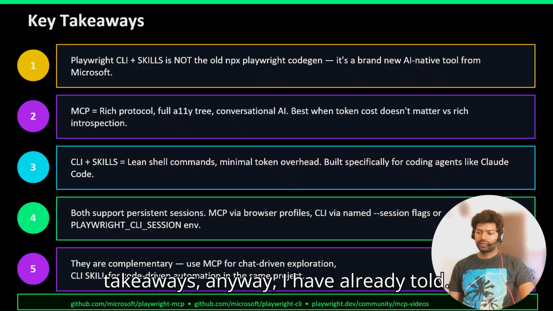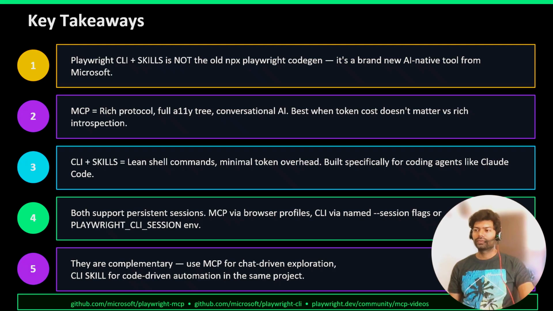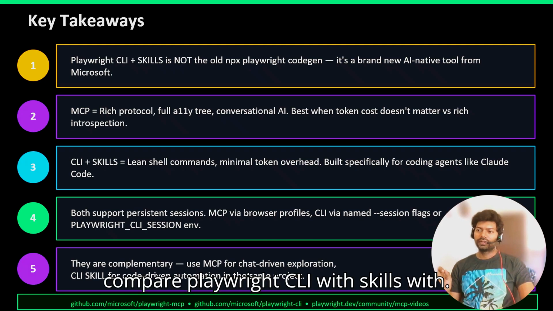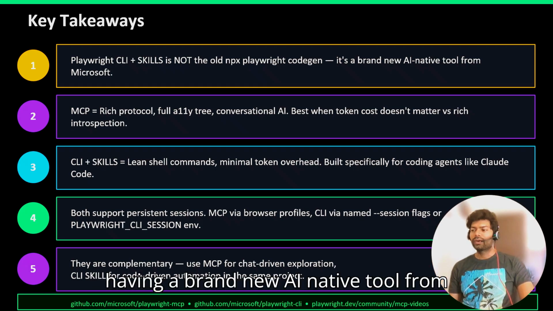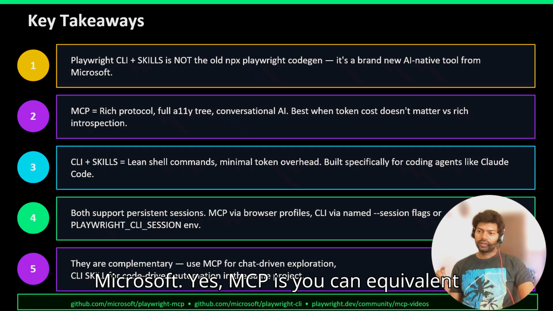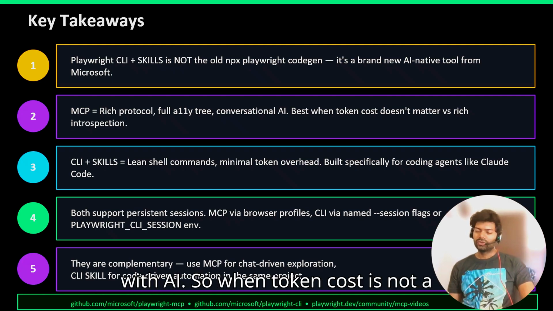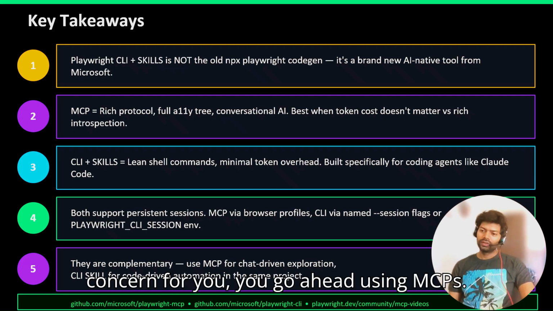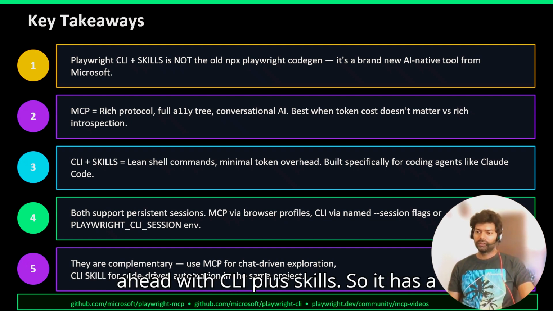Key takeaways, I have already told them, but again I will repeat so that you are not confused. Don't compare Playwright CLI with skills to the old NPX codes and commands. No, it is a brand new AI-native tool from Microsoft. MCP is equivalent to a rich protocol, a full AI one-to-one, where you can have a conversation with AI. So when token cost is not a concern for you, go ahead using MCP. But when token cost is a concern, go ahead with CLI plus skills. It has lean shell commands.